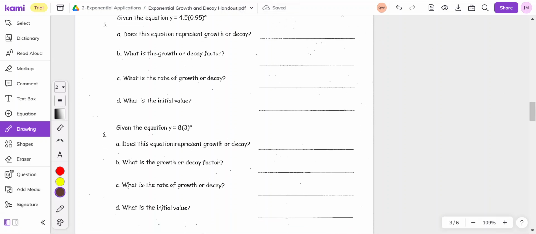All right, here we go. So is it growth or decay for number 5? Decay. What is the decay factor? What is the rate of decay? No, not 0.5. 0.05. You had to use that calculator, guys. 1 minus 0.95. The R is equal to that. And the initial value?